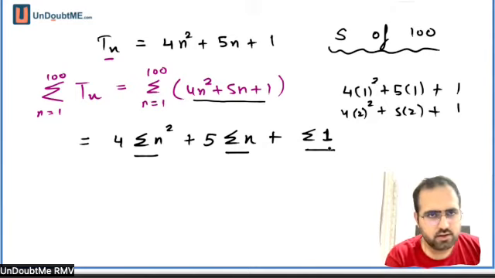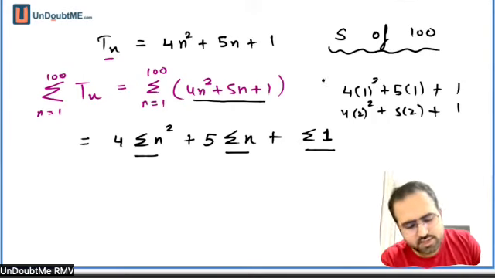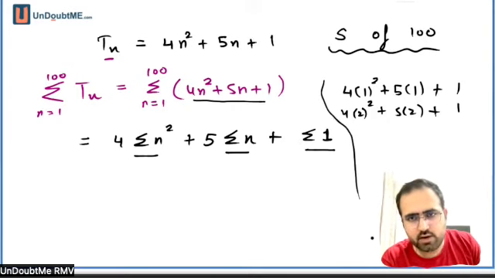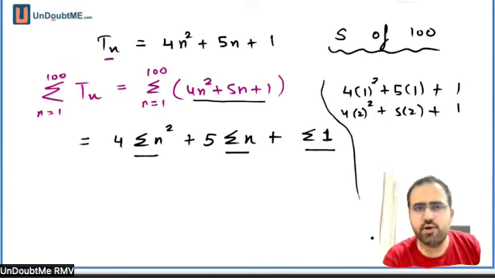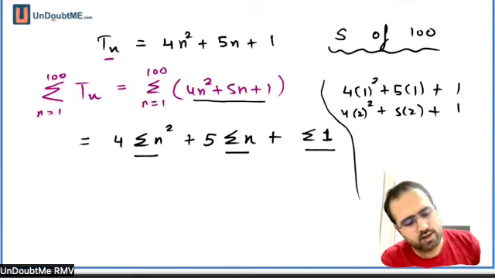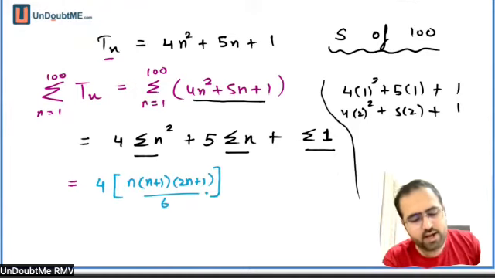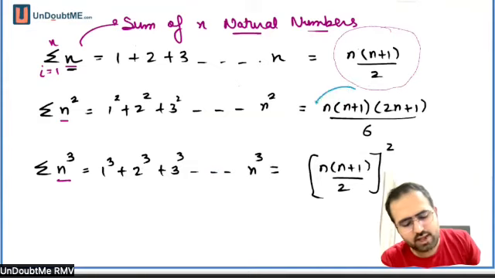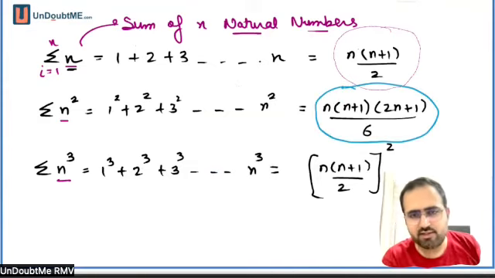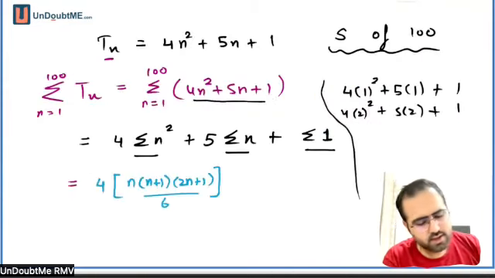Is that clear? The one which I have written over here is not required, but in the background, this is what we are doing. Next step, 4. Now n square is what? n plus 1, 2n plus 1 by 6. I have directly used this result. n plus 1, 2n plus 1 by 6.